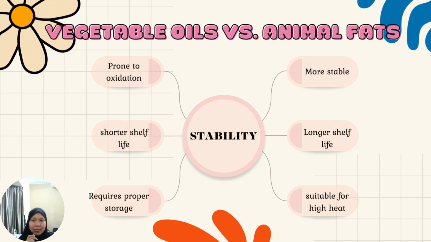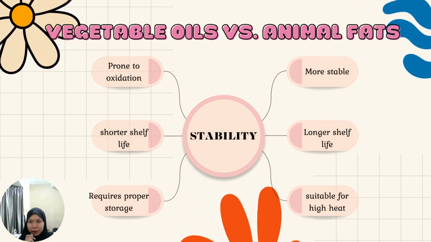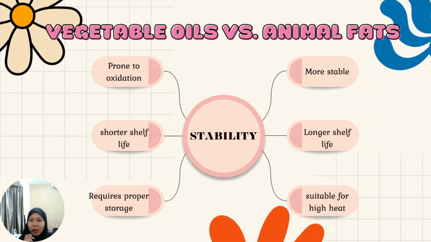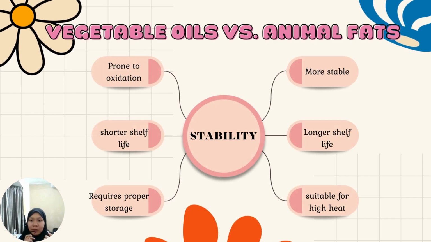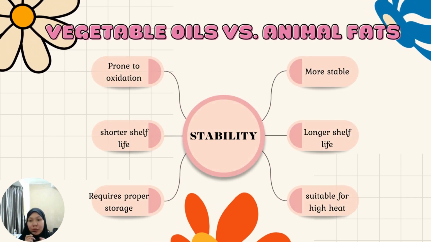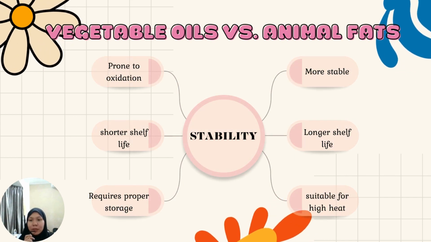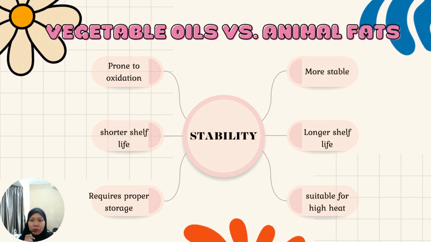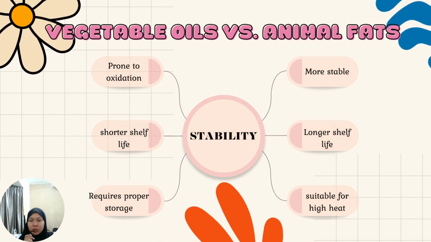Next, based on stability, vegetable oils contain higher levels of unsaturated fats, which are more susceptible to oxidation when exposed to air, light, and heat. Due to susceptibility to oxidation, vegetable oils have a shorter shelf life compared to animal fats and may become rancid if not stored properly. To maintain freshness, vegetable oils should be stored in a cool, dark place away from heat and light, and sealed tightly to prevent exposure to air.